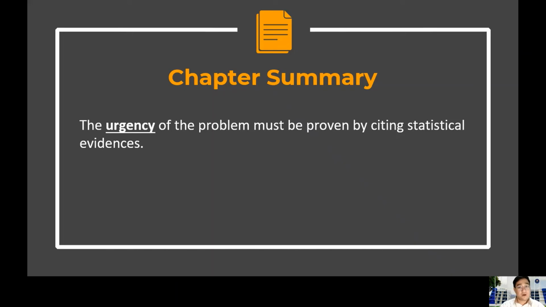The urgency of the problem must be proven by citing statistical evidences. So there should be statistical evidences towards your research, and there should be urgency among them. An example for this one: if your topic is all about teenage pregnancy, perhaps show statistical evidence of the rate or the age bracket in which teenage pregnancy is common, or perhaps how many teenage pregnancies are documented in a year.